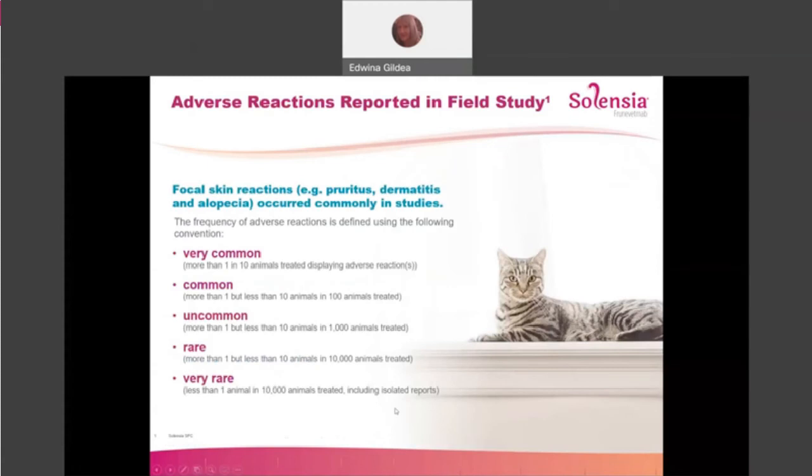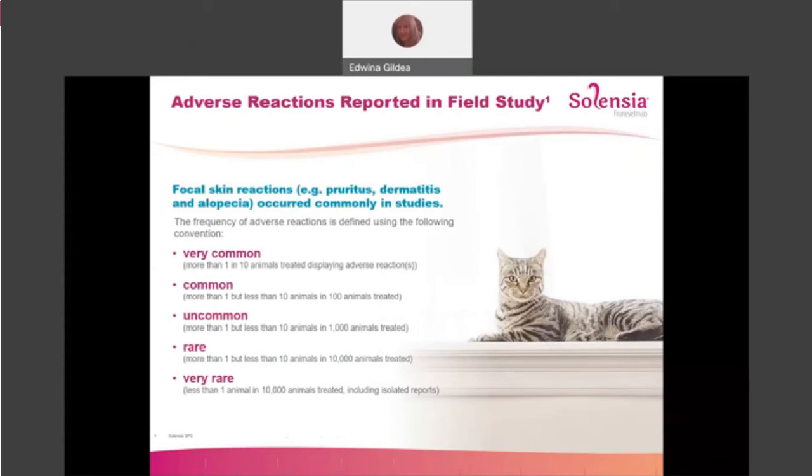Within the SPC, there were adverse events reported, which was focal skin reactions. So it's noted that focal skin reactions, for example, pruritus, dermatitis, and alopecia, occurred commonly in studies. And commonly is noted as more than 1, but less than 10 in 100 animals treated. So what does that actually mean? How serious are these skin reactions? Because that is what obviously us as vets and pet owners will want to know.